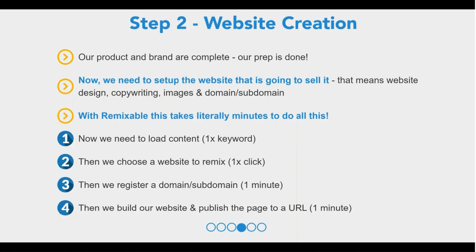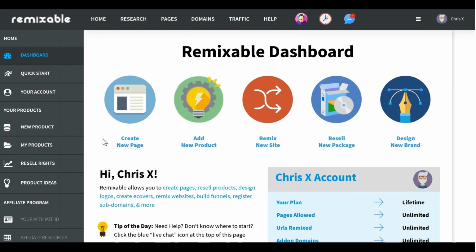And what we'll want to do now is to set up the website that's actually going to sell our product. And that involves website design, copywriting, image creation, and of course, publishing our page to either a domain or subdomain. And once again, with Remixable, this takes literally just a few minutes to do all of this. And to do this, we'll need to take a few steps. We'll need to preload our content, and we'll do this by just entering one keyword. So we'll go over to Remixable, and we can create our content from the product page. So I'm going to open the product page in a new tab.